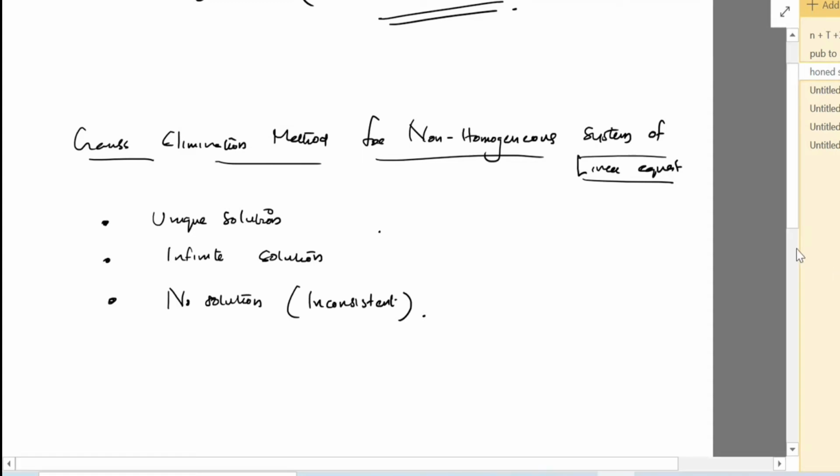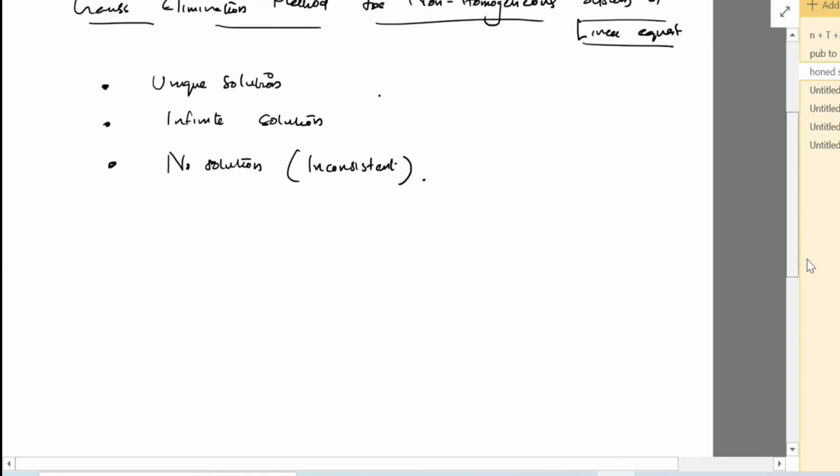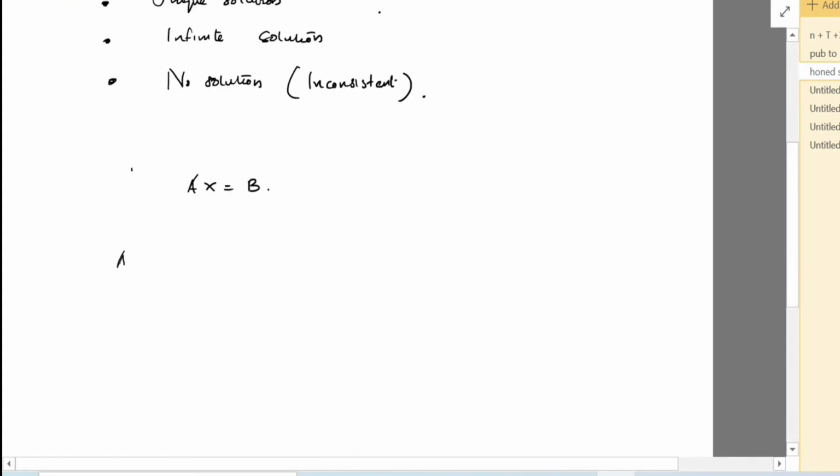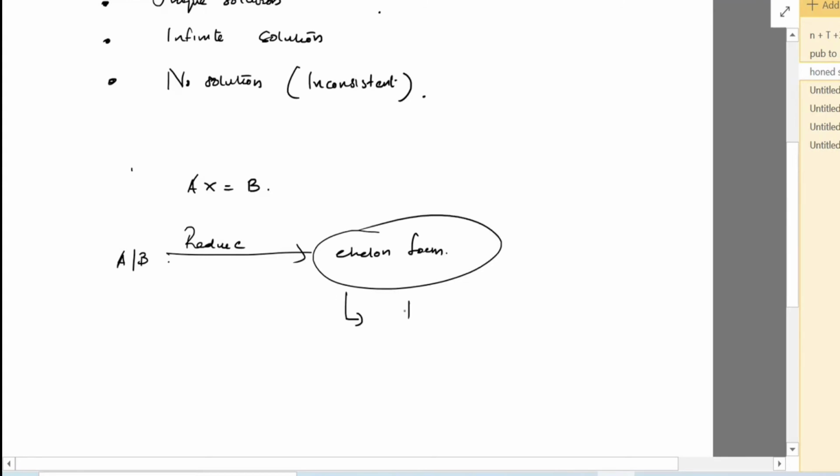To identify these possibilities, we write down the augmented matrix of the system. Suppose we are given a non-homogeneous system of the form Ax equal to b. Then we write the augmented matrix, denoted by AB, and reduce this augmented matrix to echelon form. From this echelon form, we can obtain the rank of A and also the rank of AB. That is, we can find the rank of the coefficient matrix and also the rank of the augmented matrix.